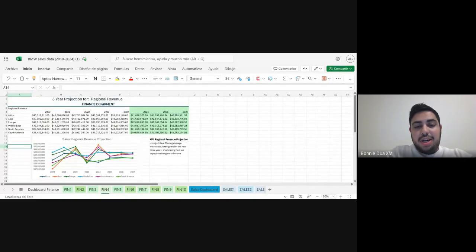For this one, on our original revenue projection, using a 3-year moving average, we calculated the goals for the next 3 years, showcasing how much we expect every region to behave. Next.